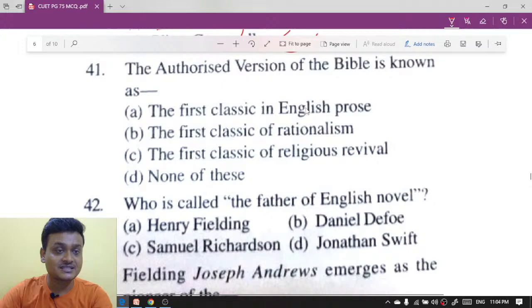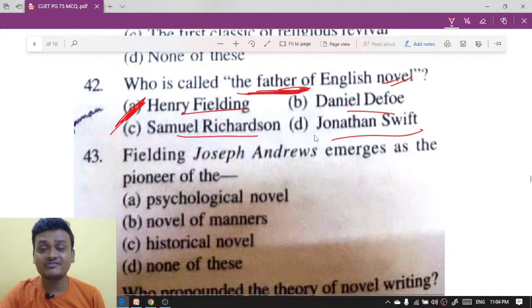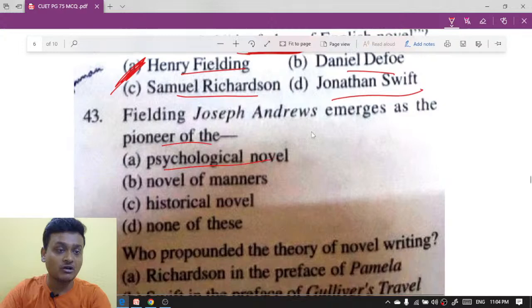Henry Fielding, Samuel Richardson, Daniel Defoe, Jonathan Swift. The father of English novel is Henry Fielding. Fielding's Joseph Andrews emerges as the pioneer of which: psychological novel, novel of manners, historical novel, none of these? Henry Fielding has written the novel Joseph Andrews, and it emerges as the novel of manners. So it is a novel of manners.